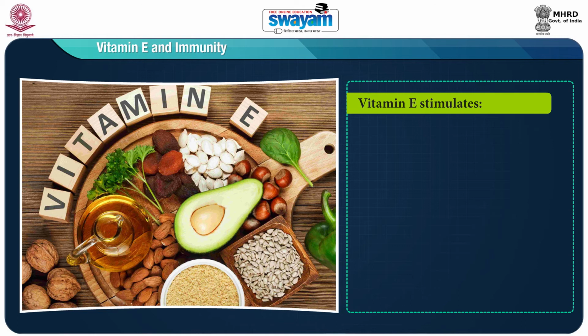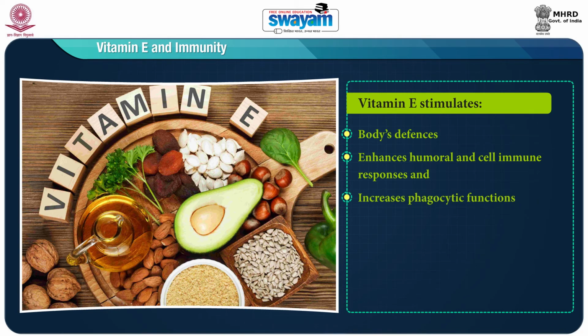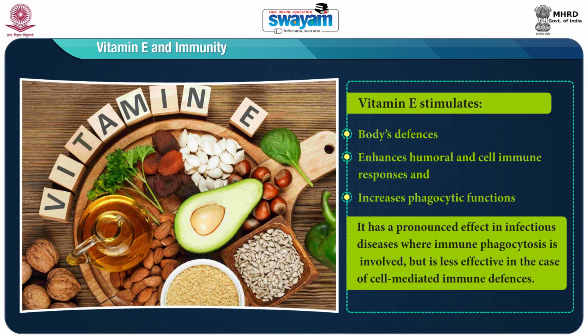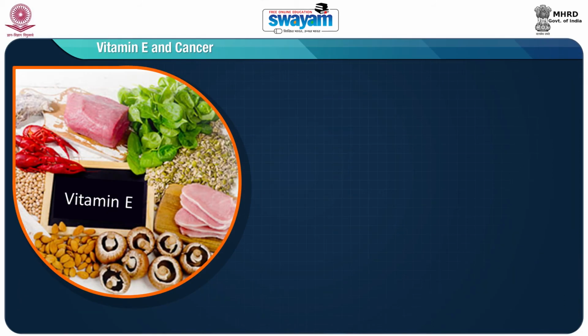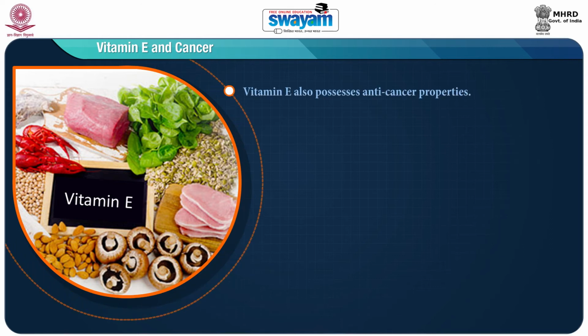Now, the role of vitamin E in immunity. It has now been proven that vitamin E stimulates the body's defenses, enhances humoral and cell immune responses and increases phagocytic functions. It has a pronounced effect in infectious diseases, where phagocytosis is involved, but is less effective in the case of cell mediated immune defenses. Now, coming to vitamin E and cancer, vitamin E also possesses anti-cancer properties.